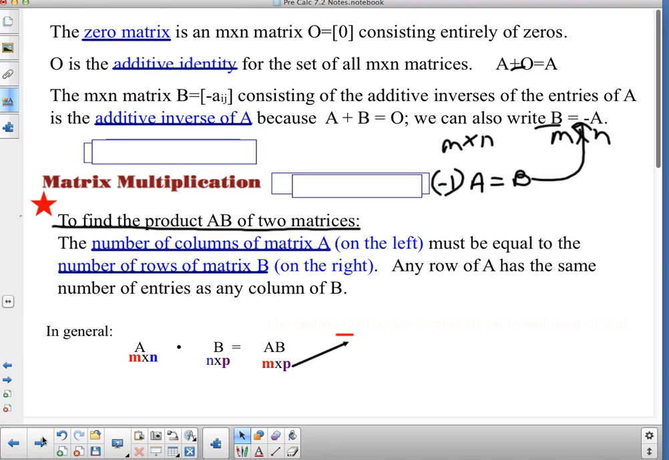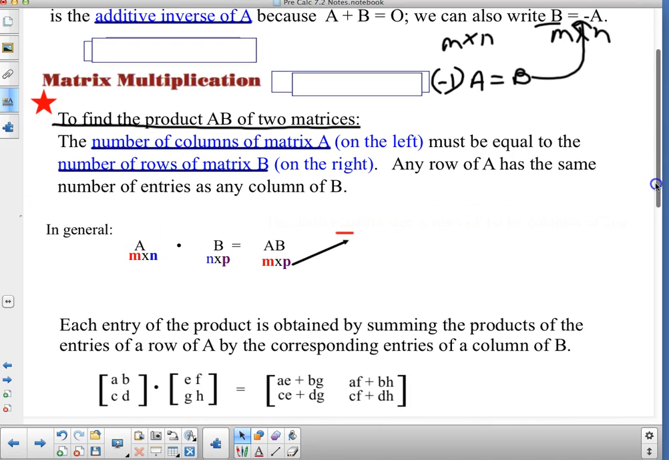Okay, the m by n matrix B, consisting of the additive inverse of the entries of A, is the additive inverse of A, so A plus B equals 0. So I'm just multiplying matrix A by -1 to get to matrix B. Okay, so we're talking about additive inverses, additive identity, and we have an identity matrix that has ones in it as we go through, and we'll talk about that when we get there.